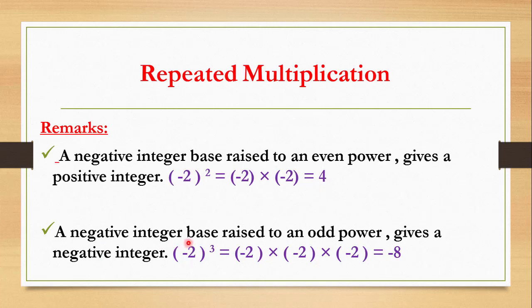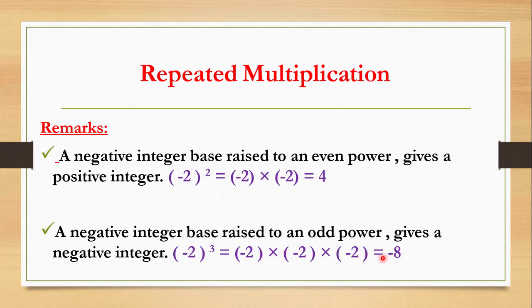If we have a negative integer base raised to an odd power, like 3 or 7 or 9, also 1, but 1 doesn't change the number, the result will be a negative number. For example, negative 2 to the power 3 means negative 2 times negative 2 times negative 2. Negative times negative is positive, and positive times negative is negative. And then 2 times 2 times 2 is 8.